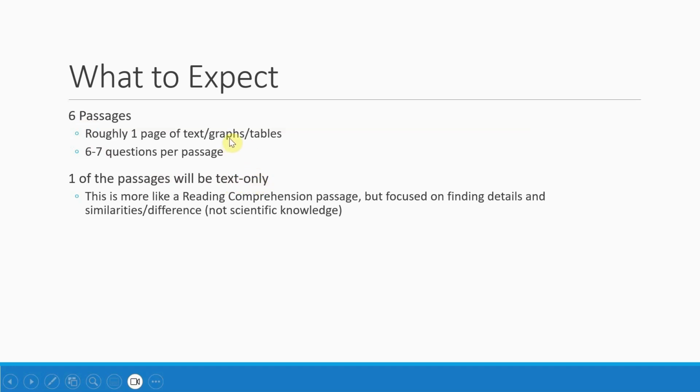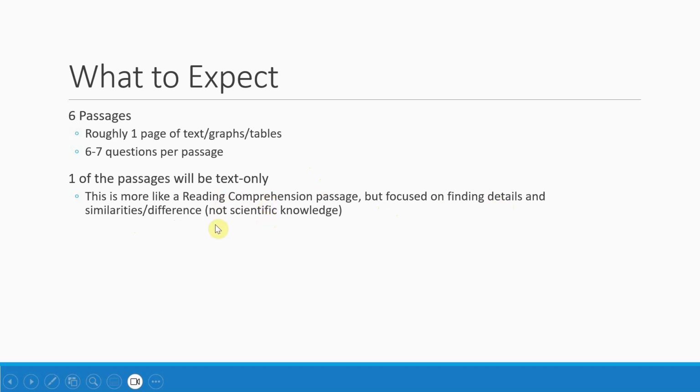So you're not going to have the graphs and tables and figures. Occasionally it will have a figure or a table associated with it, but the key thing that's different here is it's primarily going to have those different scientists, students, people all giving their own explanation of what's going on, and you're going to focus more on finding details and really the similarities and differences between their explanations. This is going to behave a lot more like reading comp than the rest of the science.